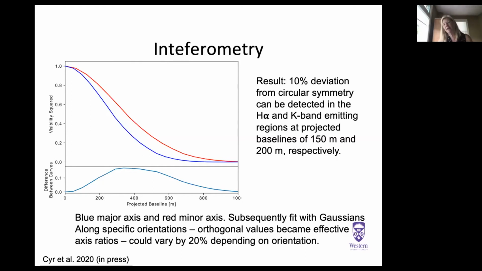As a final note, we calculated what kind of baseline you would need to detect a 10% deviation from circular symmetry. You can see here, in K-band it's 200 meters, so well within the capabilities of current long baseline interferometers.